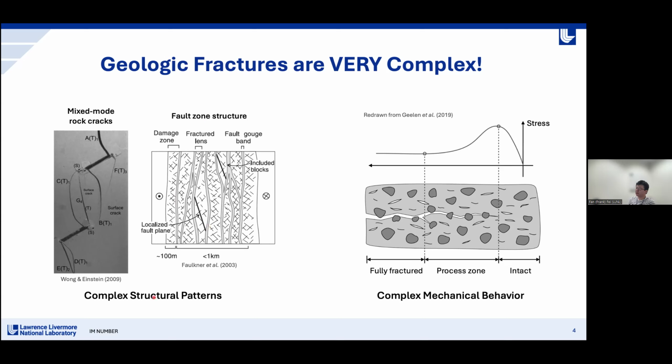And apart from these complexities in the fracture pattern, the mechanical behavior of the fractures can also be very complex in geological materials. For example, different from the purely brittle fracture, where we usually expect the stress singularity at the crack tip, the geological fracture, as you can see here in this right figure, is usually characterized by a fracture process zone, where the stress reduces from a finite peak value to a residual value.